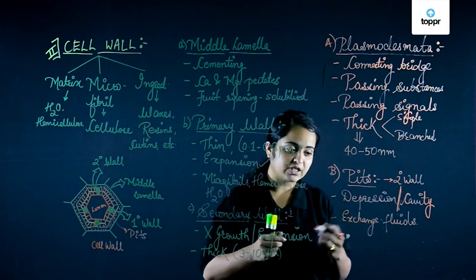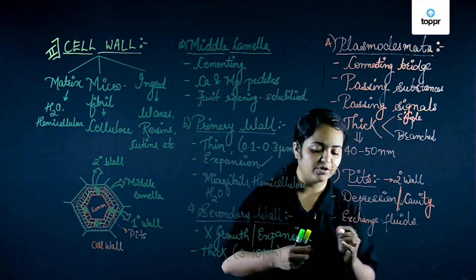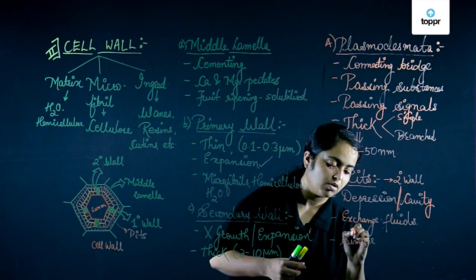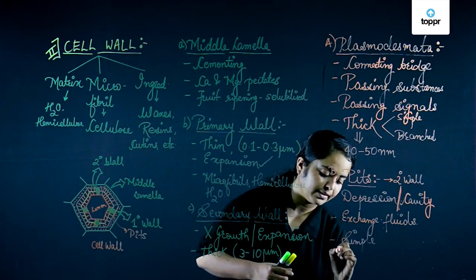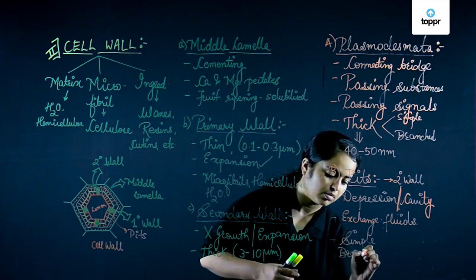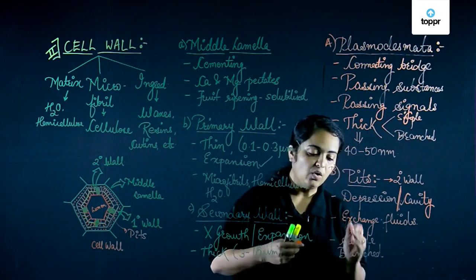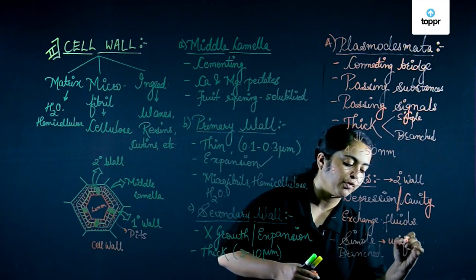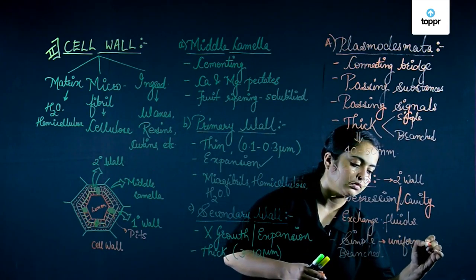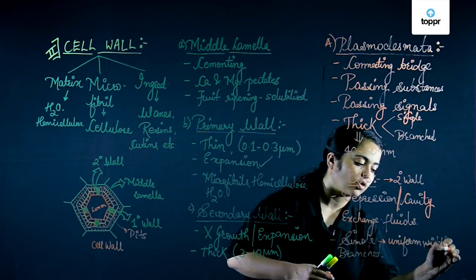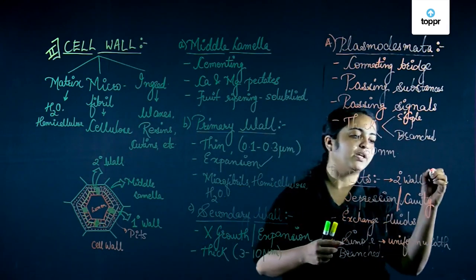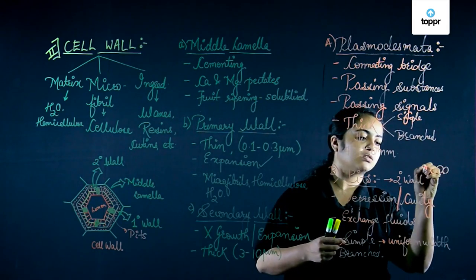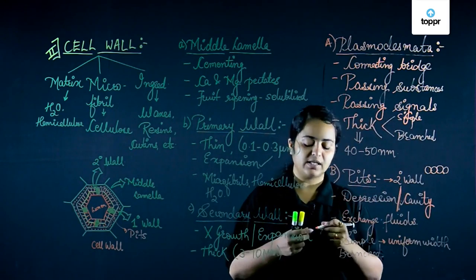Now, these pits which are responsible for exchange of fluids and all, these can again be either simple or they can be branched. Now, when we say simple, that means they will have a uniform width. That means all the cavities, all the depressions will start appearing the same. They will just have a uniform width, and there will be these circle-like depressions or cavities.